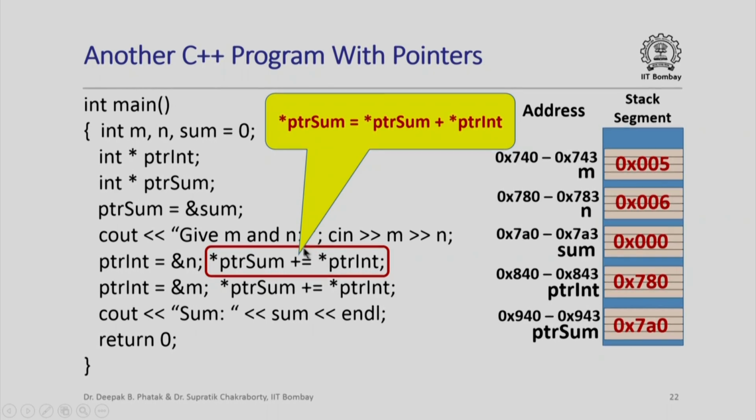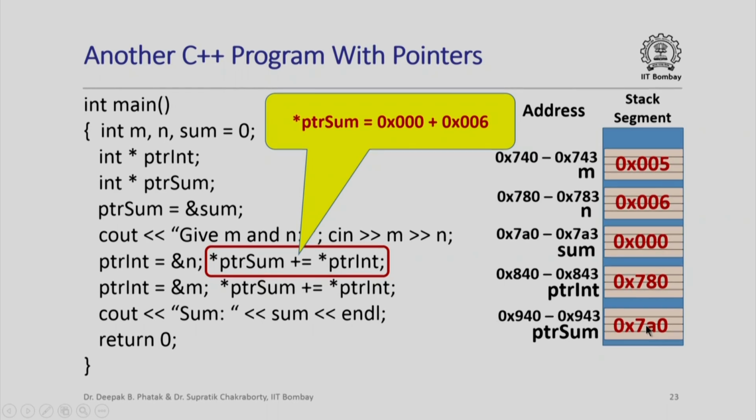If you remember, this is a compound assignment statement. It basically expands to star pointer sum is assigned star pointer sum plus star pointer int. Well, what does this mean? I have to find what is the content of the memory location whose address is given by the value of pointer sum, what is the content of the memory location whose address is given by pointer int, and I have to add them up. So what is the content of the memory location whose address is given by pointer sum?